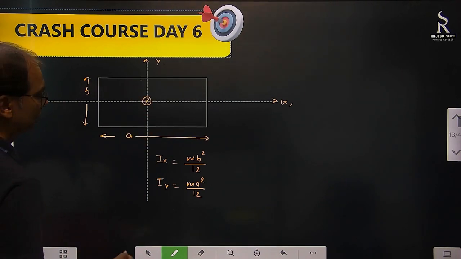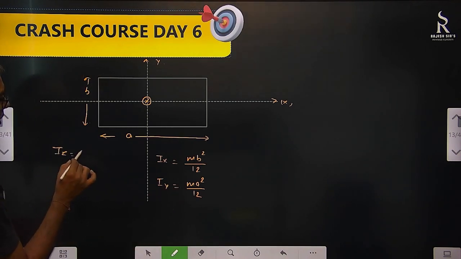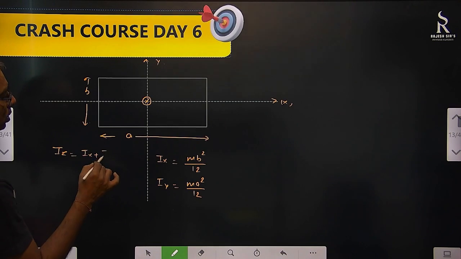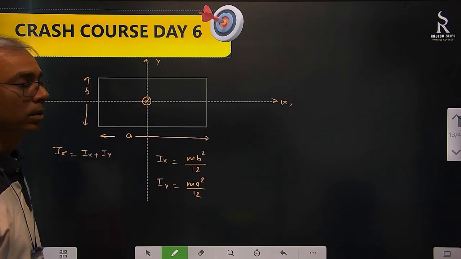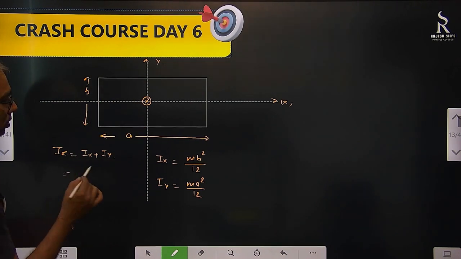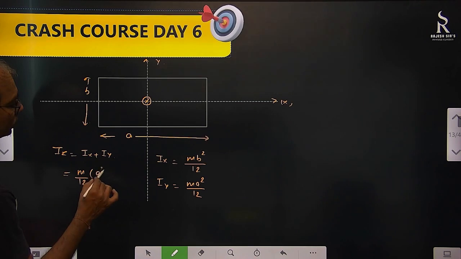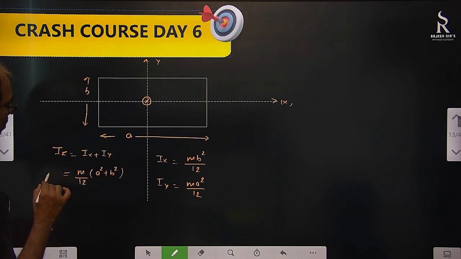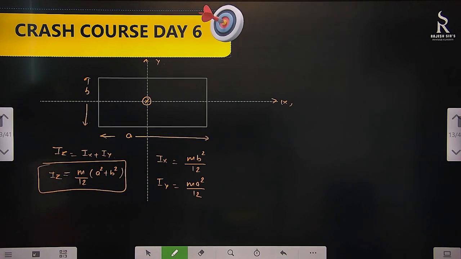So what to do? Simple, perpendicular axis theorem. What does it say? Iz equal to Ix plus Iy. x, y and z are all passing through the center only. So Iz equal to Ix plus Iy. What is the answer? M by 12 times (a square plus b square). That is Iz. This is the moment of inertia of a rectangular plate.